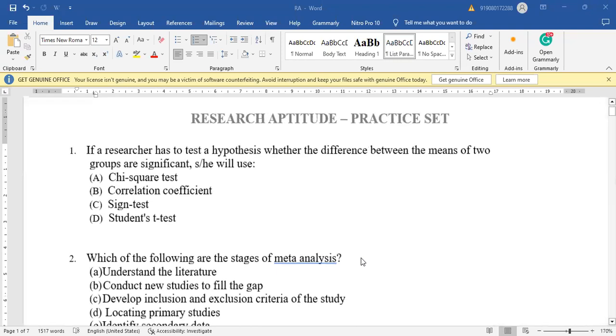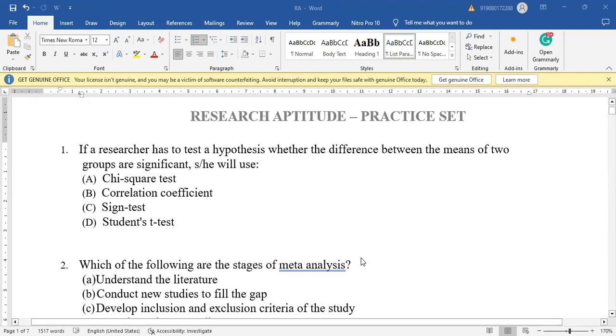So we'll be discussing today how the real questions of NTA NET would be in the research aptitude area. So you'll find it easy compared to before learning this research aptitude. Hope you would have practiced the question paper already and you went through the notes or the video classes we have given already.